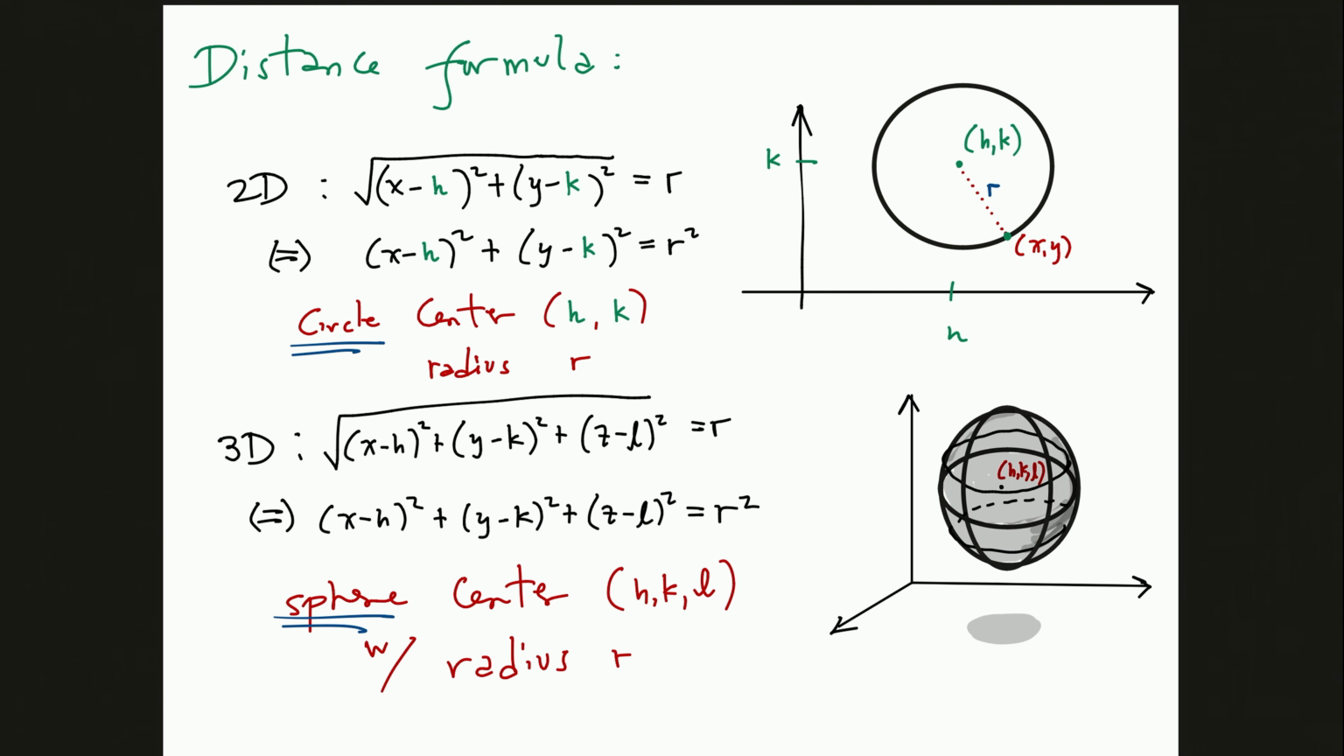I actually put a shadow now to indicate that this is a floating sphere. As you can see, the center is at (h, k, l). If you take any point on the sphere, the distance between this point and the center is r. So this is hollow. All points inside this sphere are not included. You only include the surface.